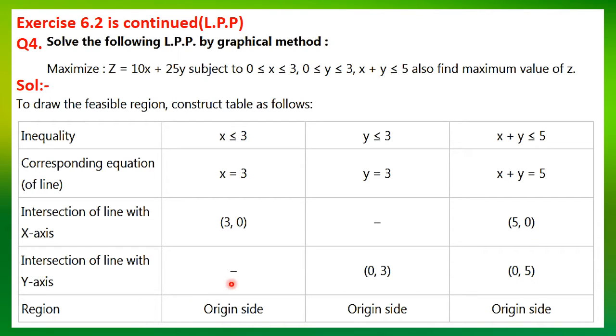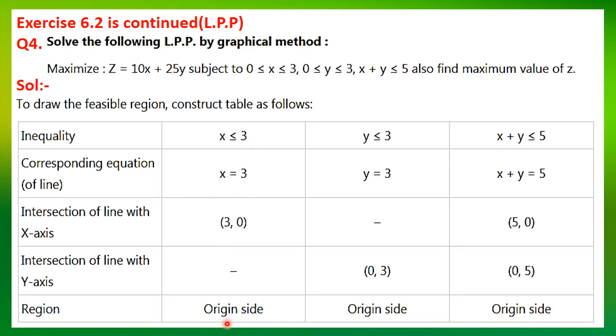Now we have to shade after drawing the lines and finding the common region. We have to shade the common region. So we have to check whether the shading is done on the origin side or not. For that we will substitute the coordinates of the origin, that is x is equal to 0 and y is equal to 0, in the inequalities and check whether it is satisfied. If you put x is equal to 0, this inequality is satisfied.